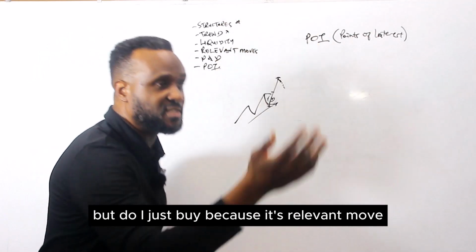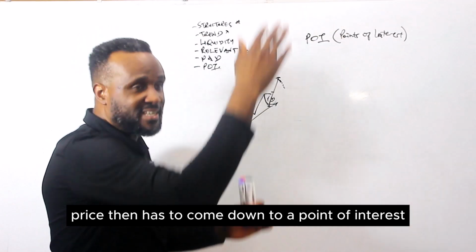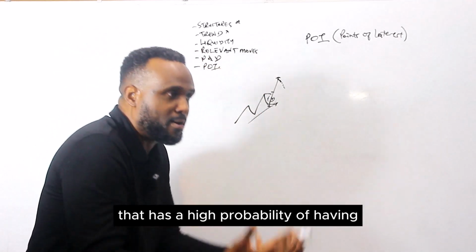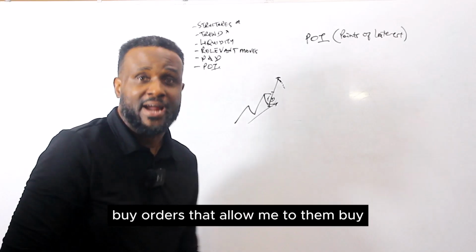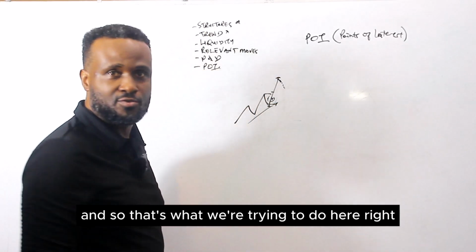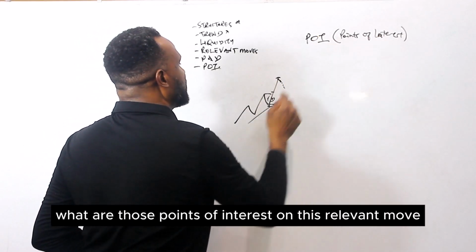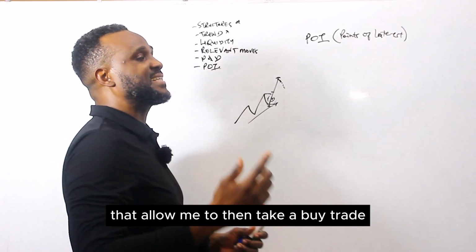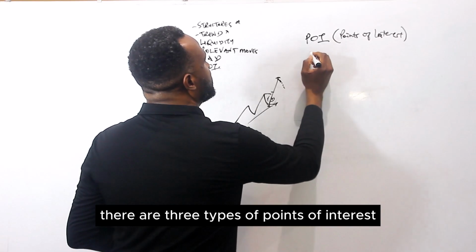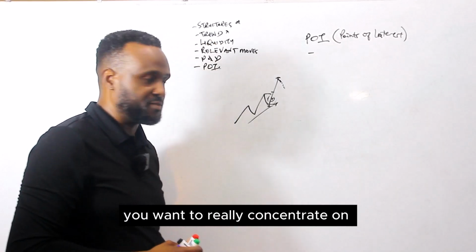But do I just buy because there's a relevant move? No, I buy because after the relevant move is formed, price then has to come down to a point of interest that has a high probability of having buy orders that allow me to then buy. Can you see the thinking, right? And so that's what we're trying to do here, all right? So what can I see? What are those points of interest on this relevant move that allow me to then take a buy trade in this example? So there are three types of points of interest you want to really concentrate on, right?